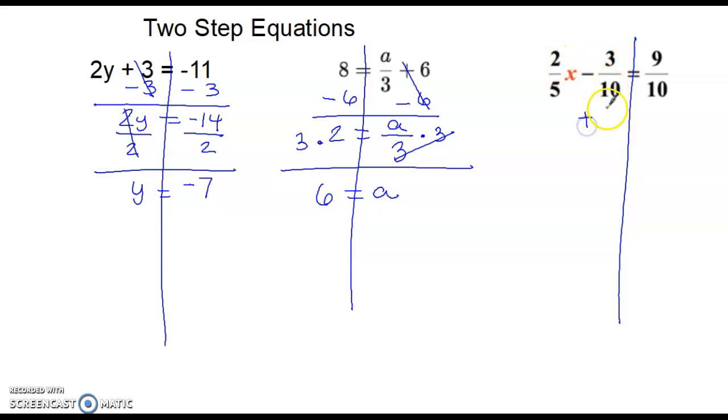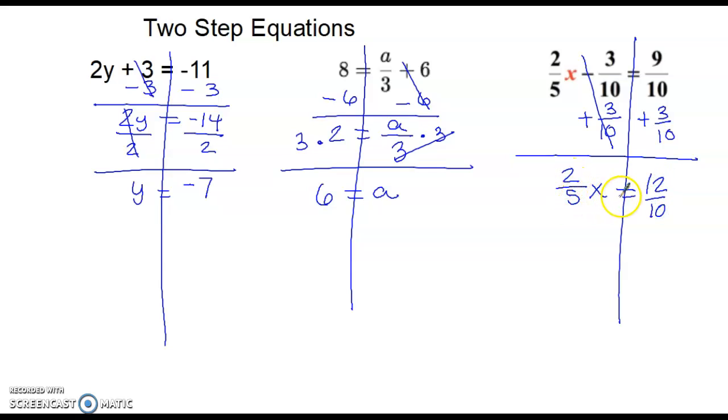So I'm going to remove that term first by adding 3 over 10 to both sides. Hey, I have common denominators already, so we don't need to mess with that. This turns into a 0 pair. I'm left with 2 over 5x is equal to 9 plus 3 is 12 over 10. Now we have 2 over 5x is equal to 12 over 10.